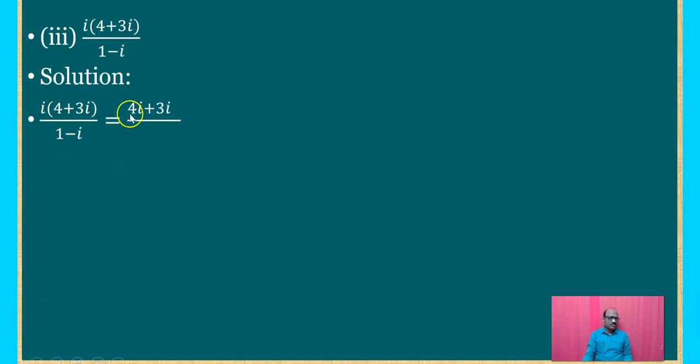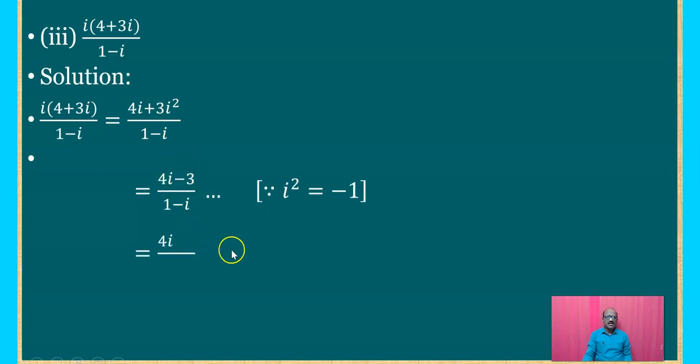Okay, next is i(4 + 3i)/(1 − i). Solution: i(4 + 3i)/(1 − i) = (4i + 3i²)/(1 − i). That is 4i, and i² is −1, so (4i − 3)/(1 − i). We multiply with its conjugate.